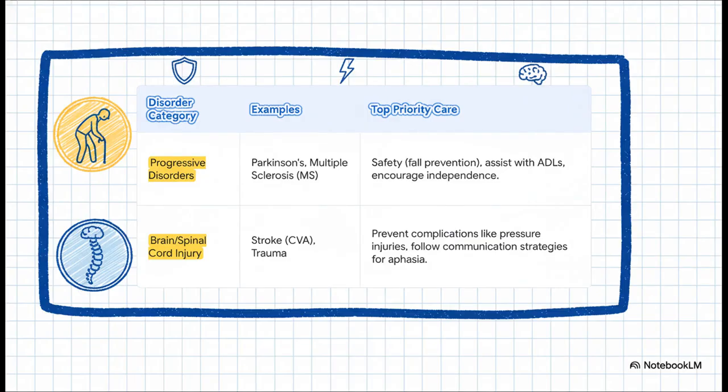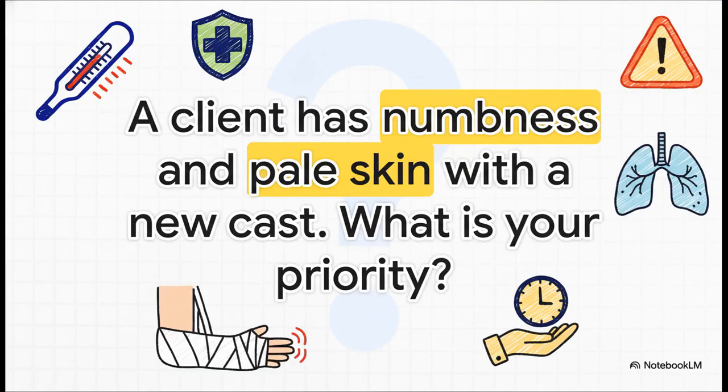All right, the neurological system. This covers everything from Parkinson's to strokes. Now, if you only remember one single word for this entire system for your exam, make it this one: safety. I mean it. Whether you're preventing falls, helping with ADLs, that's activities of daily living, or stopping complications like pressure injuries, safety is the absolute, hands-down, number one priority. Always.